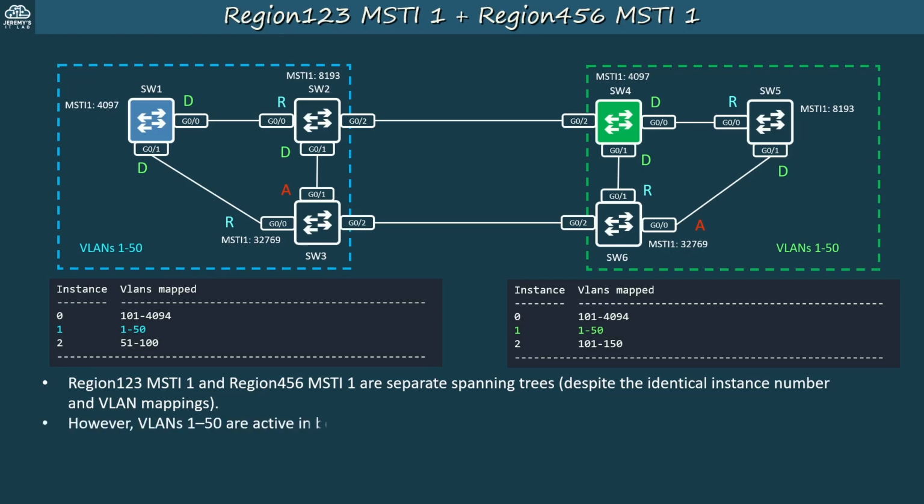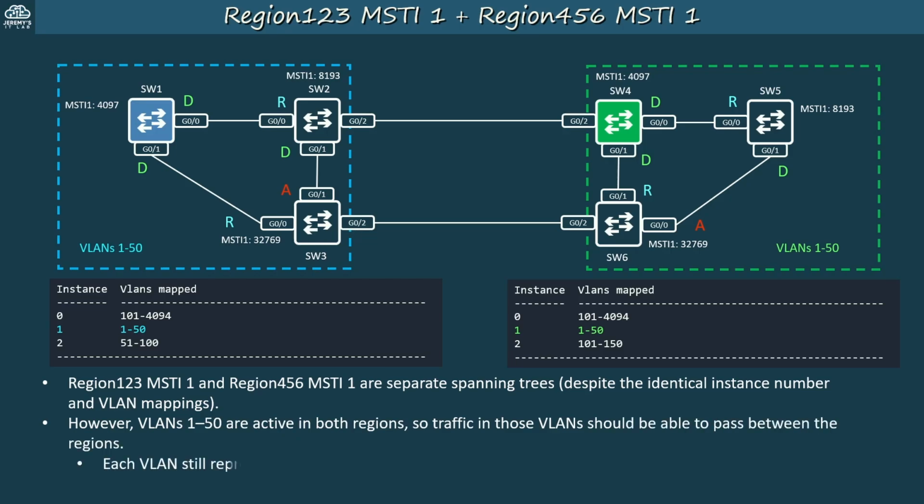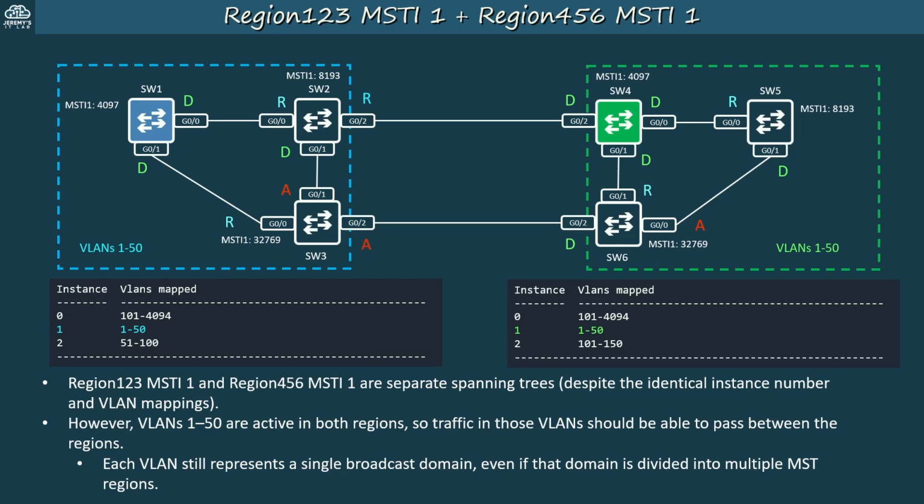However, VLANs 1 to 50 are active in both regions, so traffic in those VLANs should be able to pass between the regions. Each VLAN still represents a single broadcast domain, even if that domain is divided into multiple MST regions. Traffic needs to flow between the regions over the common spanning tree that connects them. These are the port roles we covered before for the CST. In Region 456, switch 4 G0/2 and switch 6 G0/2 are designated ports. In Region 123, switch 3 G0/2 is an alternate port, and switch 2 G0/2 is a root port.